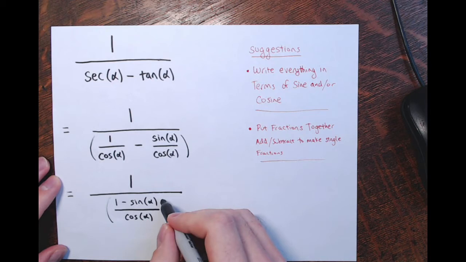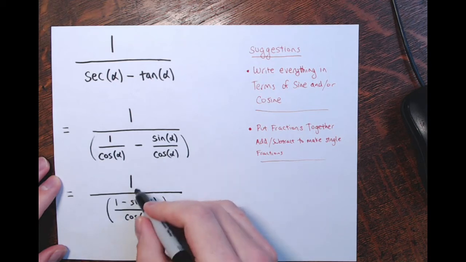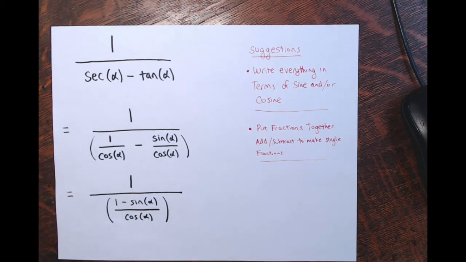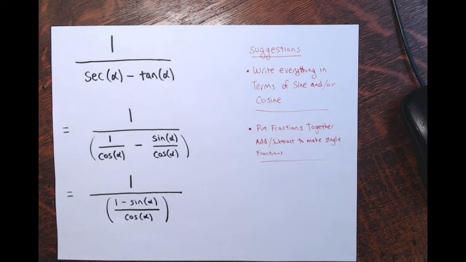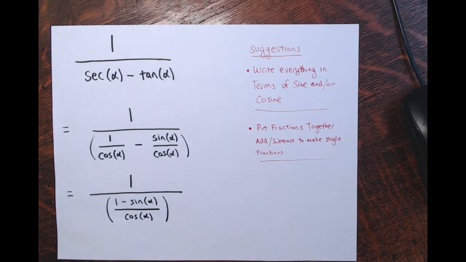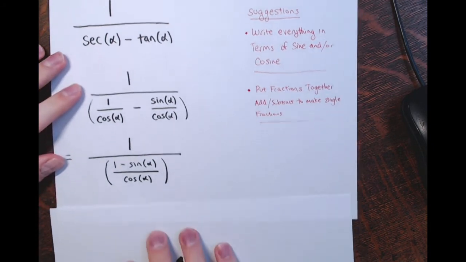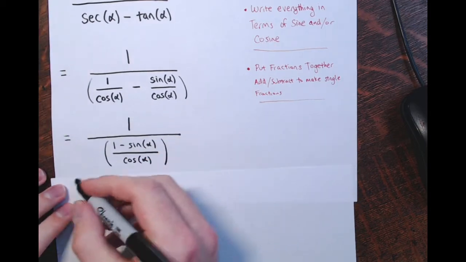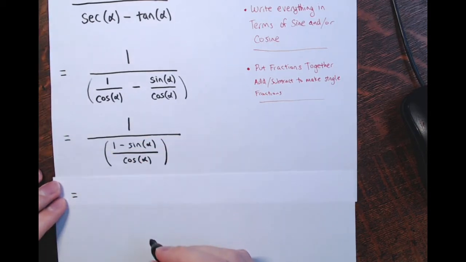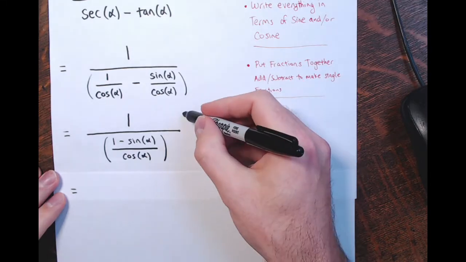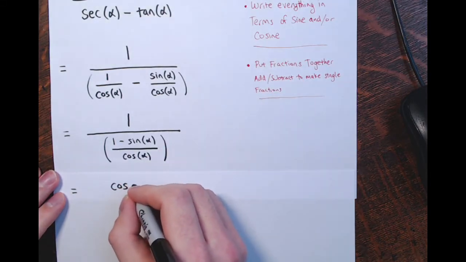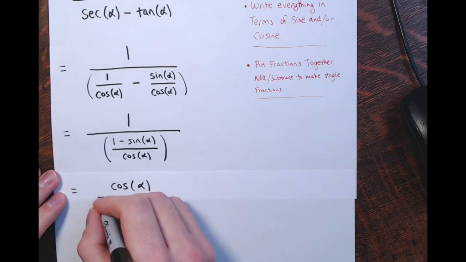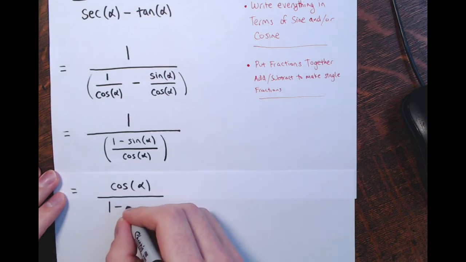All right. Now remember, this is again still a complex fraction, right? Fractions within fractions. So remember, when you divide, that's the same as multiplying by the reciprocal. So 1 over this fraction here is equivalent to the reciprocal of this fraction. Or if you multiply the top and bottom here by cosine alpha, you'd have cosine alpha divided by 1 minus the sine of alpha.